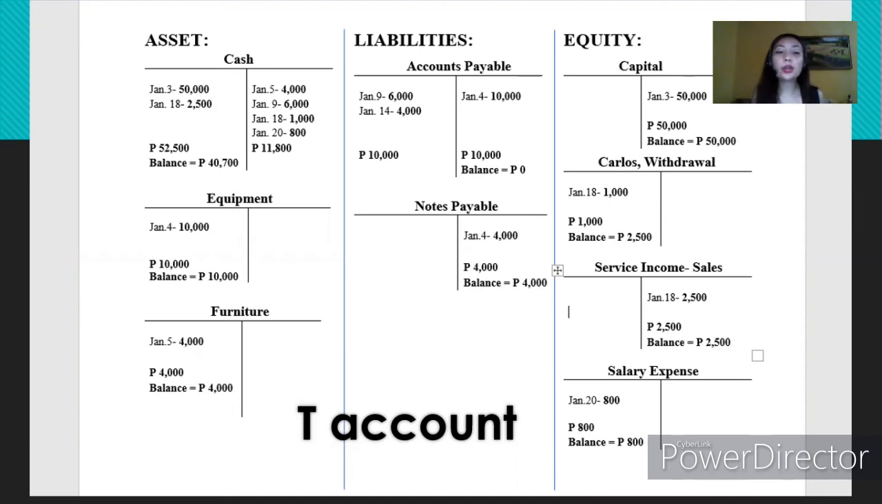So definitely this is now the overall example of a T account ledger. Okay. We simplified the transaction for the ledger, but some businesses have their own specific ledger or a book of ledger for each particular account. Okay.